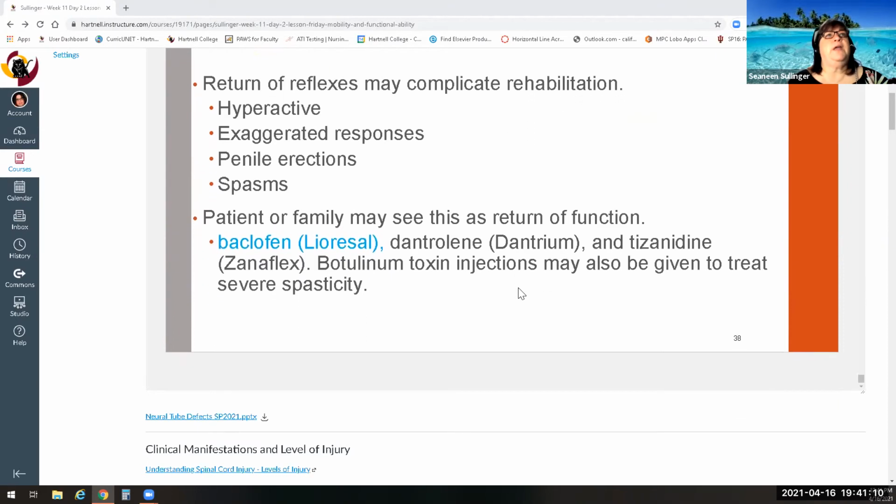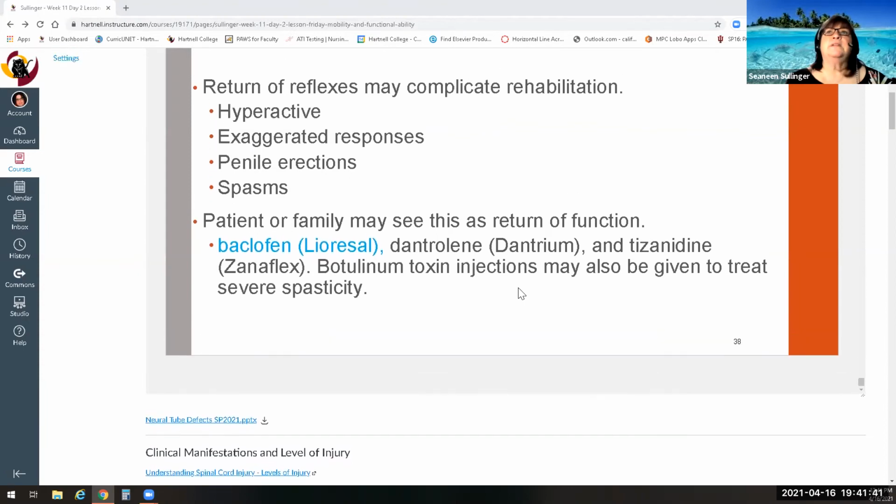I don't think we use Xanaflex that much anymore. I know baclofen is a big one. The botulinum toxin injections can help to treat the spasticity. Sometimes the children that have cerebral palsy with contractures will have baclofen pumps put in that continue to release baclofen, and that helps to relax the spasticity. And so that's a good thing.